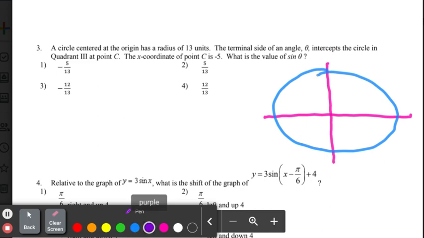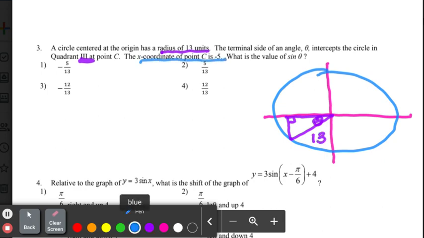Okay, there's my picture. Number 3 says a circle centered at the origin has a radius of 13 units. The terminal side of an angle theta intercepts the circle in quadrant 3 at point C. So I'm going to make a radius of 13 somewhere in quadrant 3, like that. This purple now makes a triangle. Here's our right angle. This guy in here, that's our theta. So the radius is the same thing as a hypotenuse. And it also says the x-coordinate of point C is -5. What is the value of sine theta?